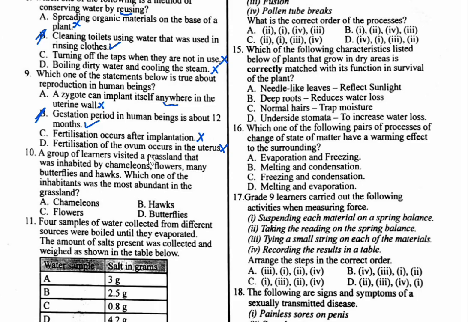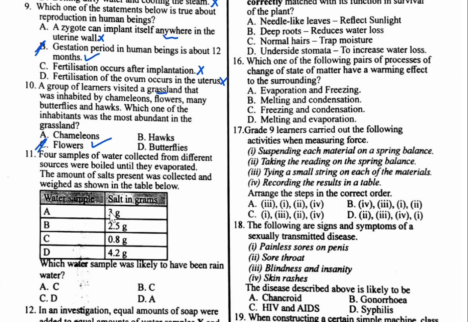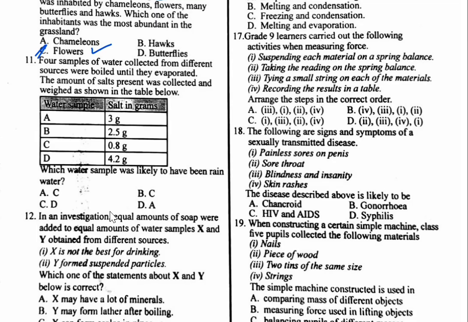So from our question here, we're talking about grassland. And therefore, plants are the most abundant. You know that plants are the producers. And therefore, the most abundant in this ecosystem in the grassland is the flowers, and therefore it is C. Flowers are the most abundant in the grassland. We continue to question number 11.